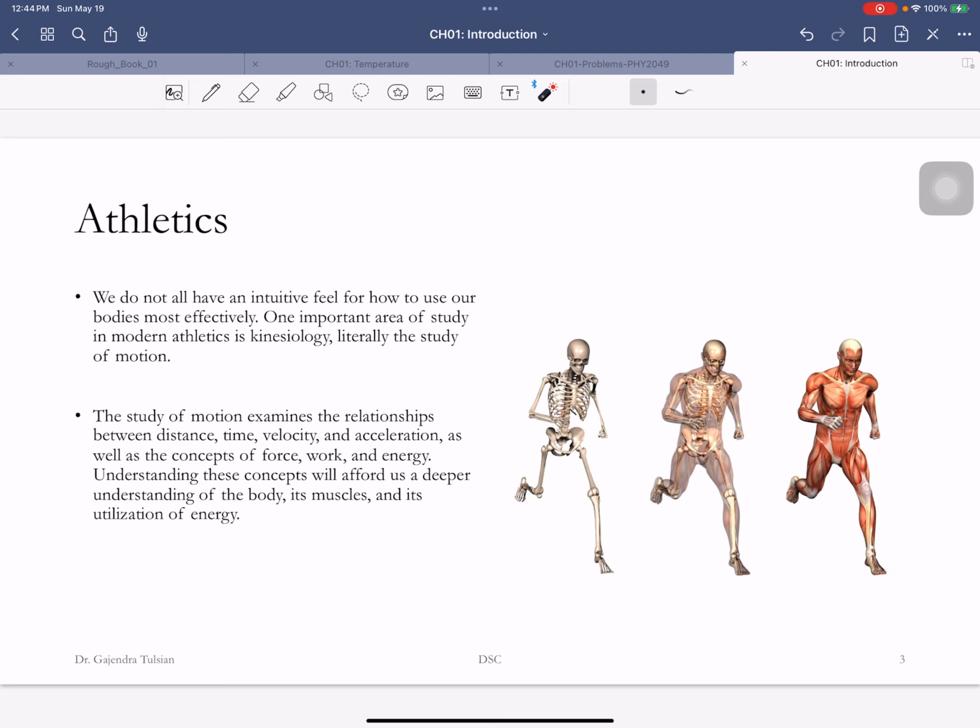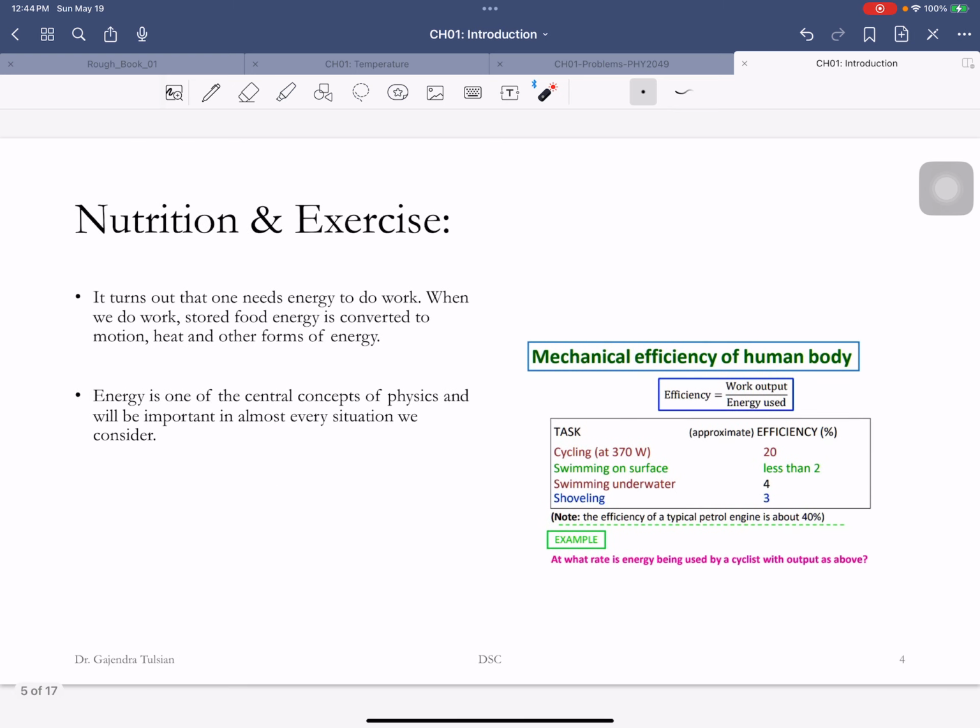Anyway, so kinesiology is the subject that applies these concepts of motion to our body. All right. So nutrition and energy. So it turns out that we need energy to do work. Okay. So the point will be to use our energy most efficiently. Okay. We want to get the best bang for the buck.